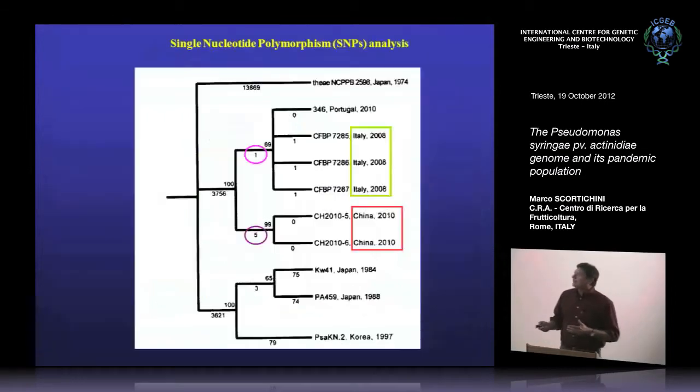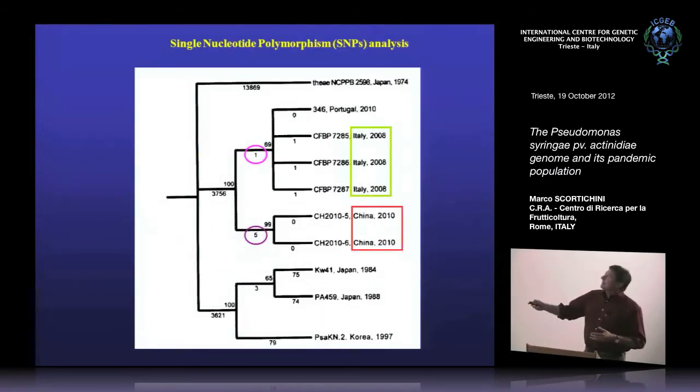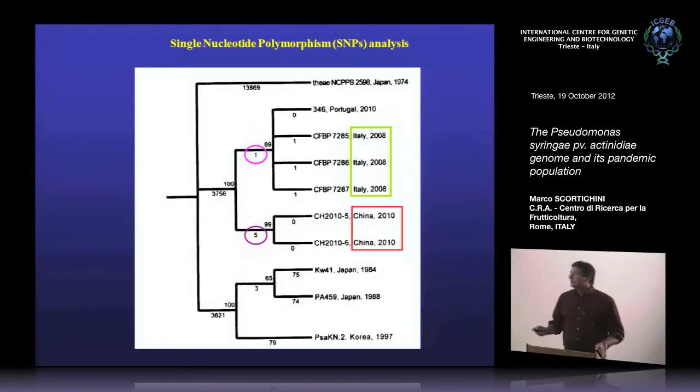The confirmation of this came from another paper, which also took into consideration Chinese strains of this pathogen, and they found, you see, one single nucleotide substitution among Italian strains, and a relatively higher five single nucleotide substitutions in the Chinese. This means that the Chinese population is older than ours. And since China is the origin of the kiwi fruit, most probably the pathogen originated in China.